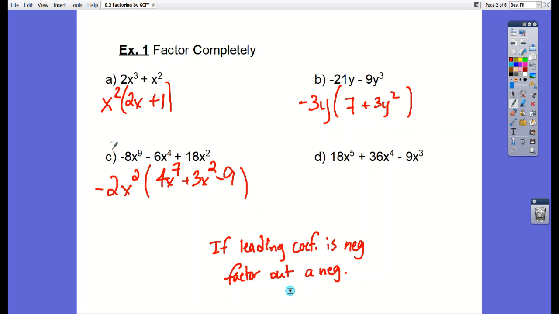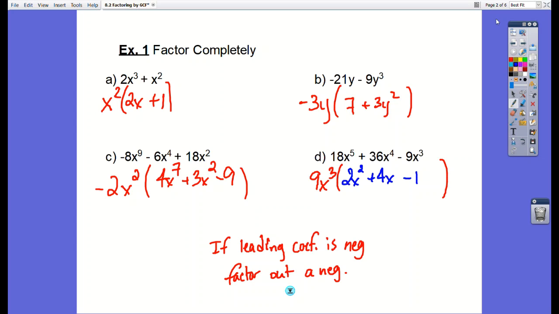Dawson, next one, greatest common factor. What'd you get? 9x to the 3rd. All right. There we go. And Ellie, when we fill in the parentheses, what should we get? 2x plus 4x minus 1. There we go. Should look something like that.